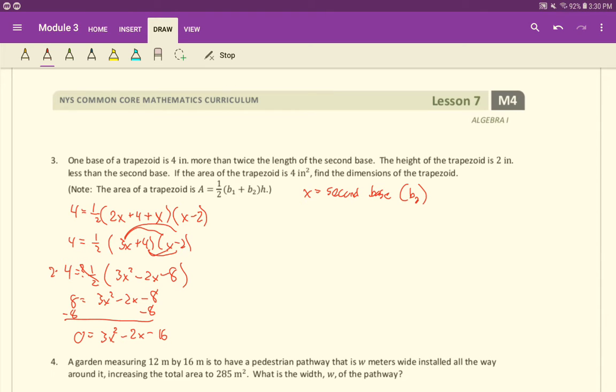We'll have to use the AC method here, so it's going to be a 3 times c, negative 16. And that's going to be negative 48. We need two numbers that multiply to negative 48 but add to make negative 2. And that's going to be negative 8 and positive 6.